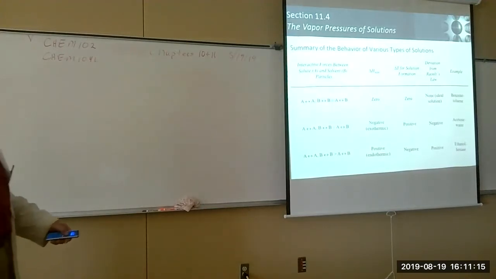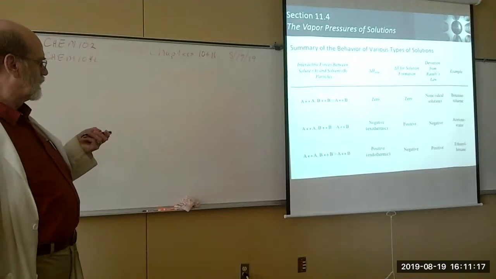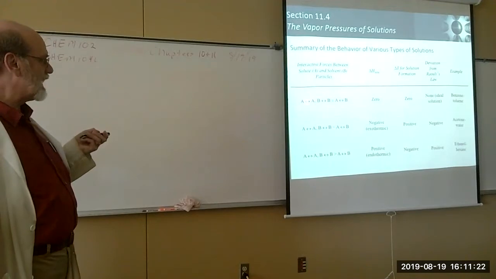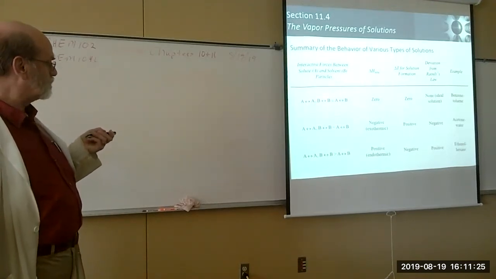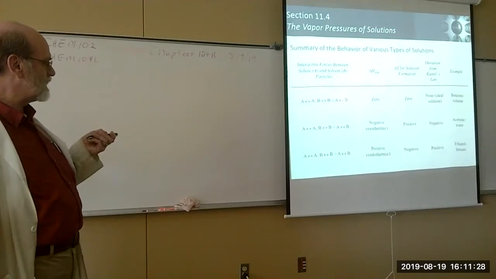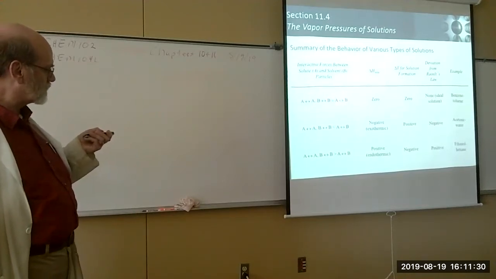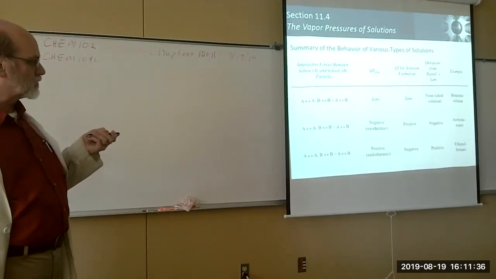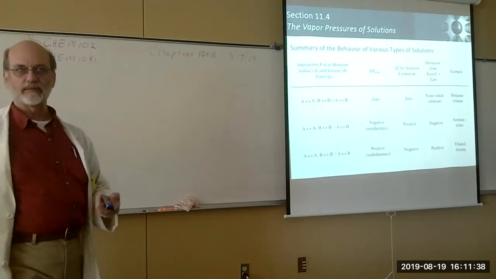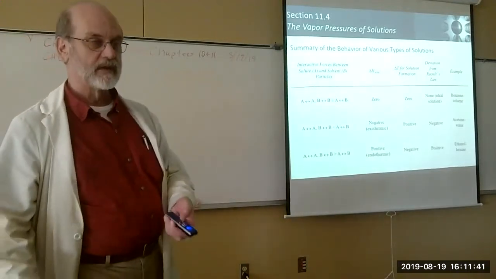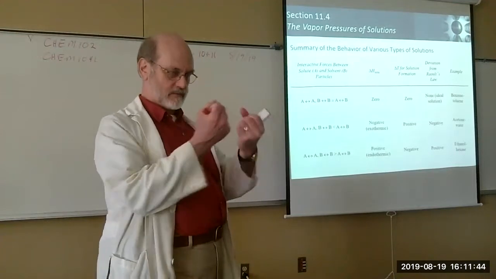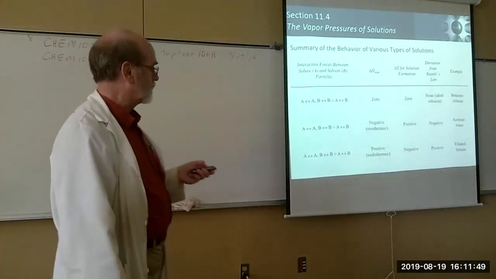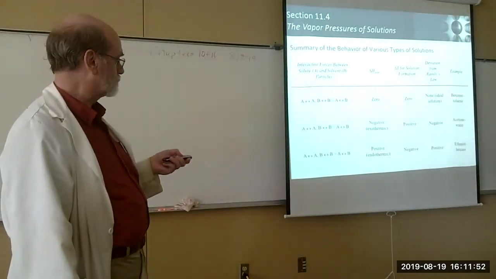Examples. So if the interactions are basically the same, AA interacts, BB interacts, and if AB is the same interaction, attraction, whatever, between these two, then you get an ideal solution. And benzene and toluene is an example. They're both organics. They both have similar interactions amongst their individuals as they do when they put them in solution. So you get an ideal vapor pressure curve for these two.